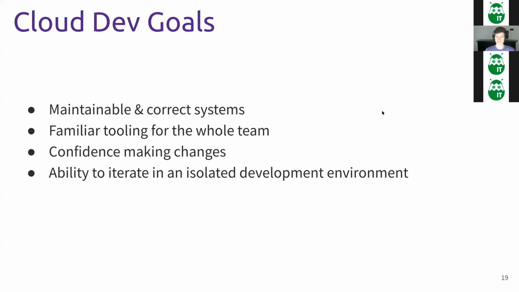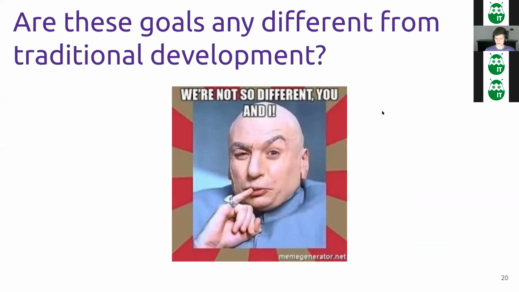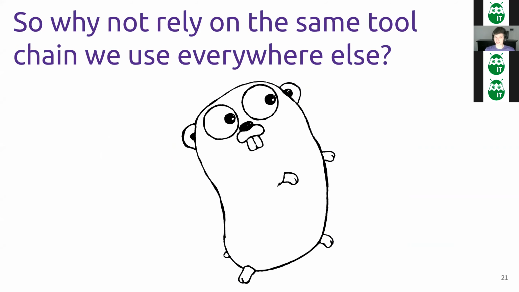Software doesn't exist in isolation, right? We have to be able to work with others. We want confidence making changes. We don't want to babysit our deployments, and we want to be able to iterate. We don't want to spend lots of time constructing a developer environment that needs to be babysat and upgraded and patched. And are these goals really any different from traditional software development? I don't think so. So why not use the same development toolchain that we're using elsewhere? Same tools that we love, that good old Gopher.